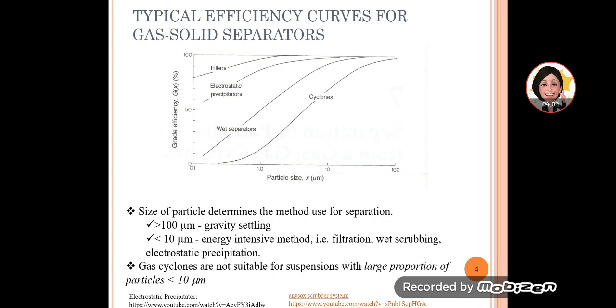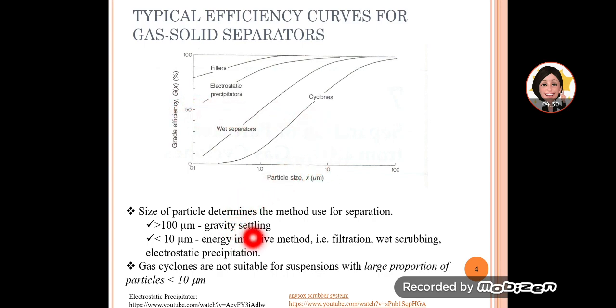Usually, if the particles are bigger than 100 micrometers, we just use gravity settling for the bigger particles to settle down. If they are less than 10 micrometers, then we require energy intensive methods such as these three. Gas cyclones we can use for bigger particles, even 10 to 100 micrometers. We can still use them for smaller ones, but we have to design the cyclones for higher efficiency. To achieve 50% efficiency, we need about 10 micrometers.